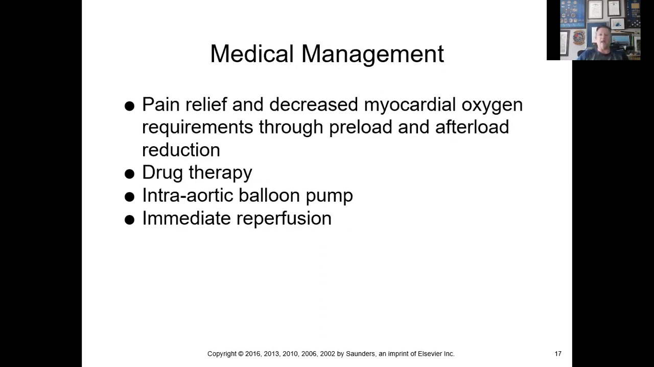Medical management: pain relief, morphine, a wonderful, wonderful drug. For blood pressure, dopamine, dobutamine to increase your cardiac output. You may have to put multiple therapies on this patient. Intra-aortic balloon pump, and you want to get this patient to the cath lab to get immediate perfusion.